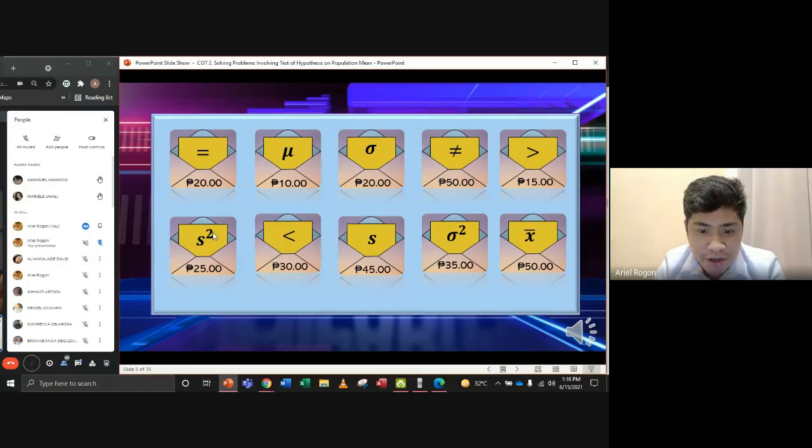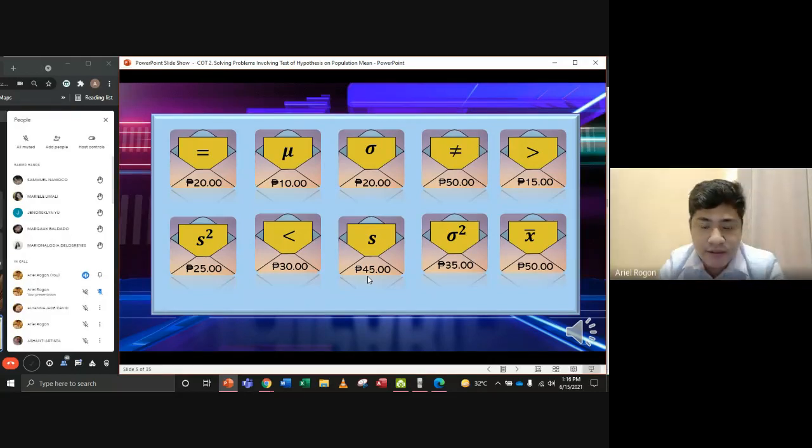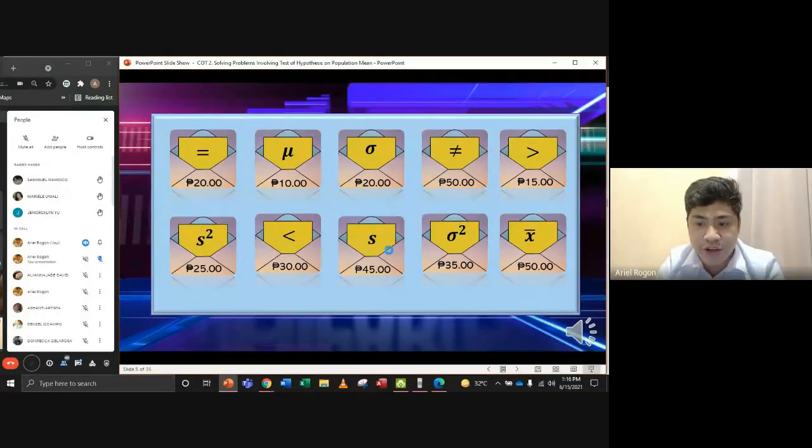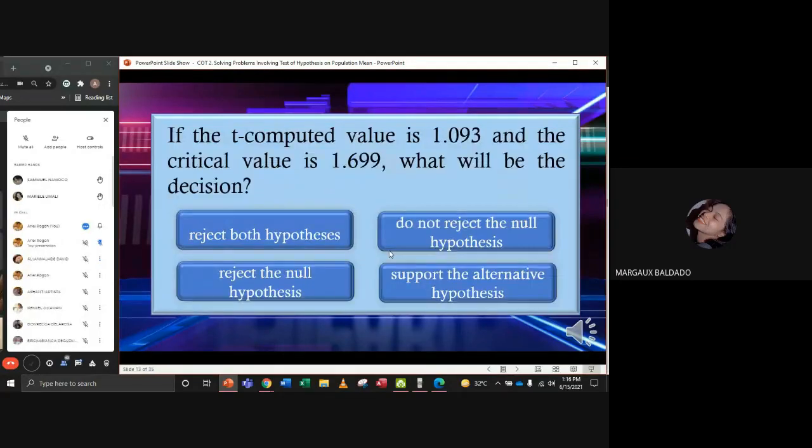So this is the one I clicked earlier. Okay, so yes, Baldado. I think this is the last math symbol. Baldado, you have no other option, so this is the one. Okay, what's your question? If the computed t value is 1.093 and the critical value is 1.699, what will be the decision?